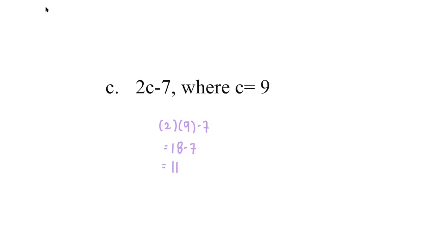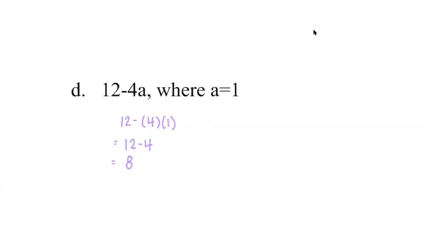Okay, sounds good. Okay, c equals 9, plug it in, multiply by 2, 2 times 9 minus 7, so you have 18 minus 7, which is 11. Okay, then we have a equals 1, 12 minus 4a, where a equals 1: 12 minus 4 times 1, 4 times 1 is 4. Make sure you're always solving the parentheses first. 12 minus 4 is 8.